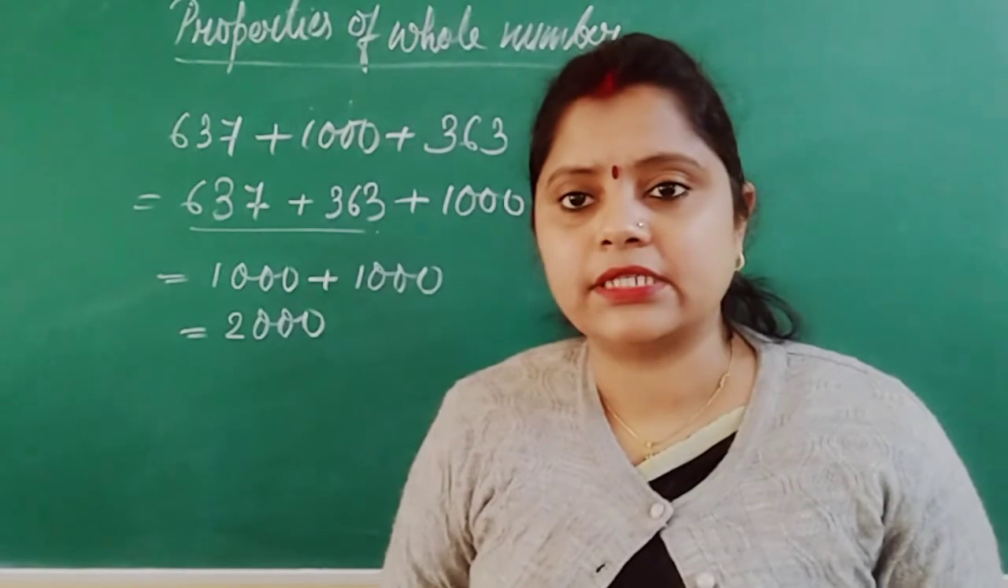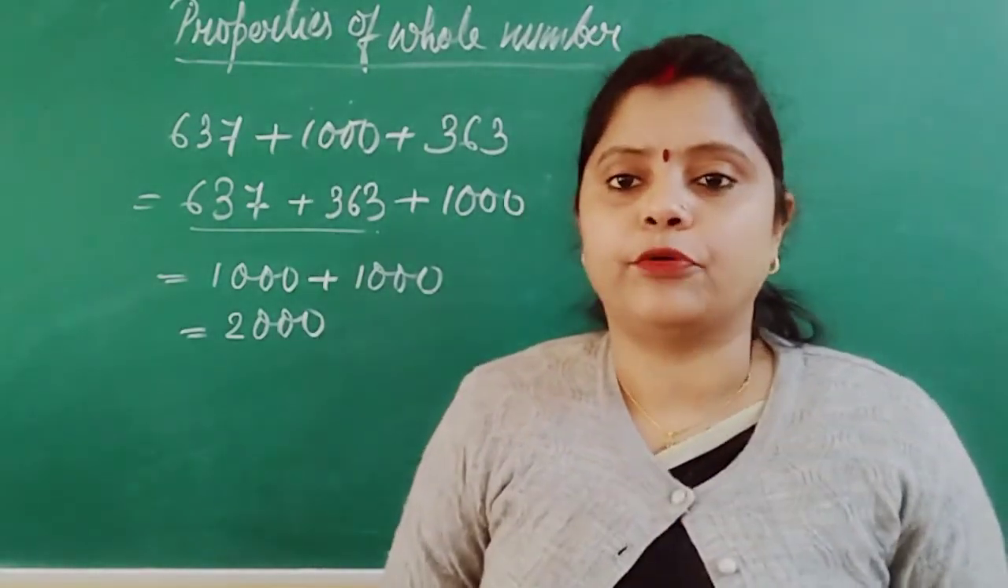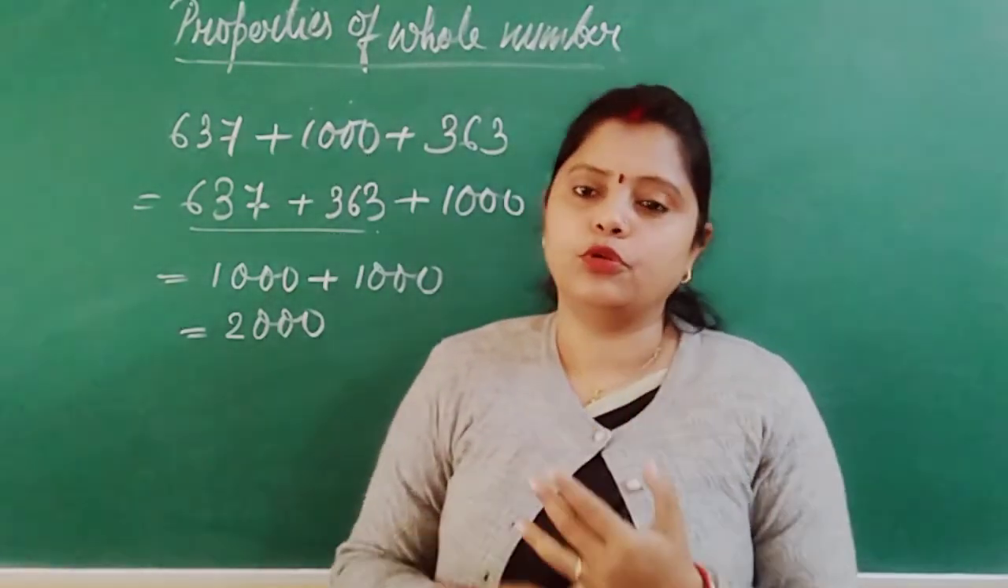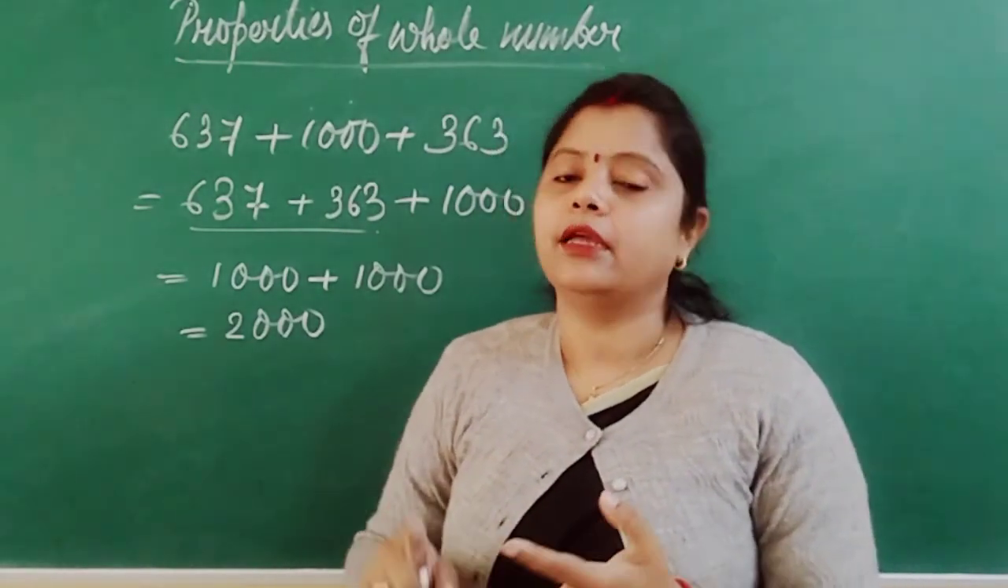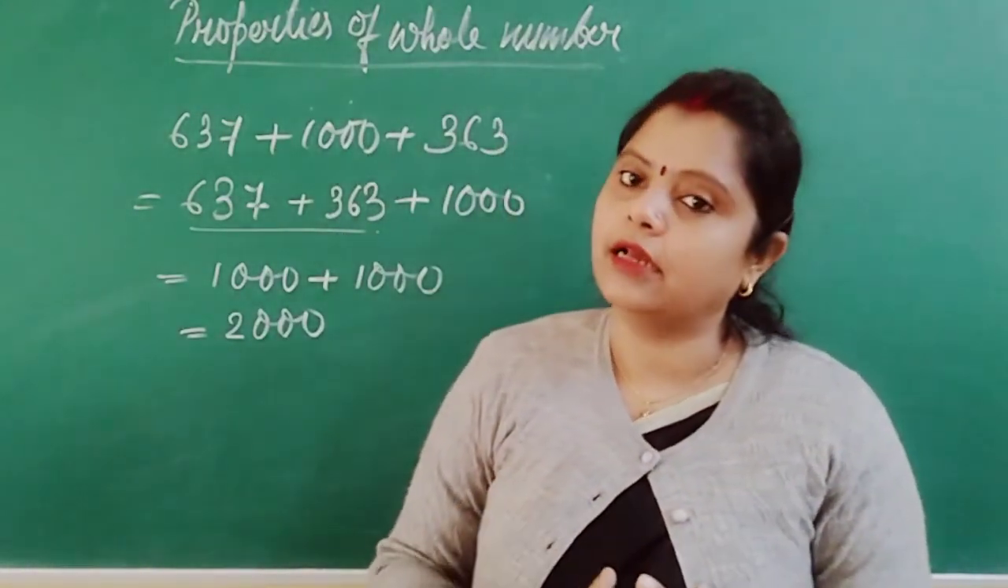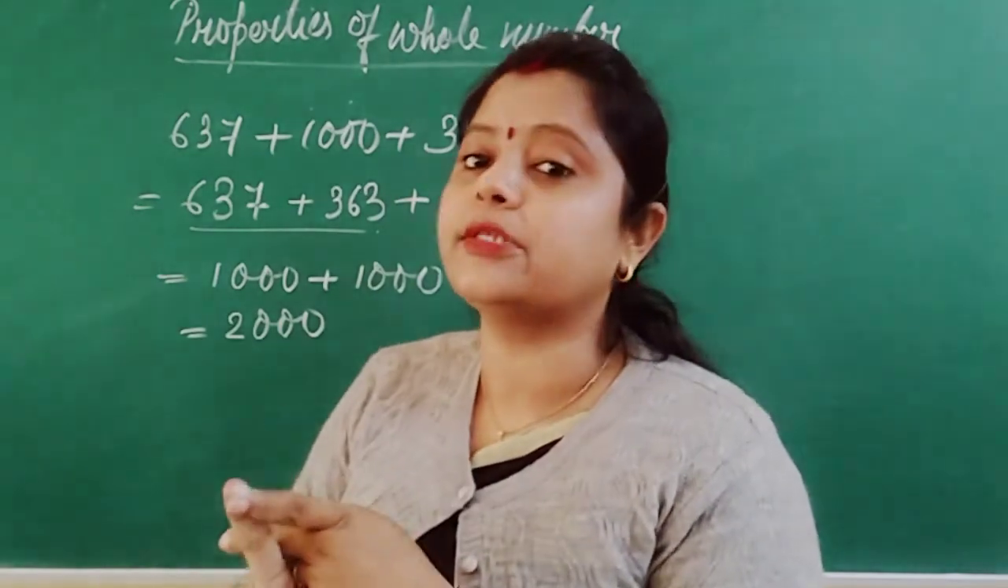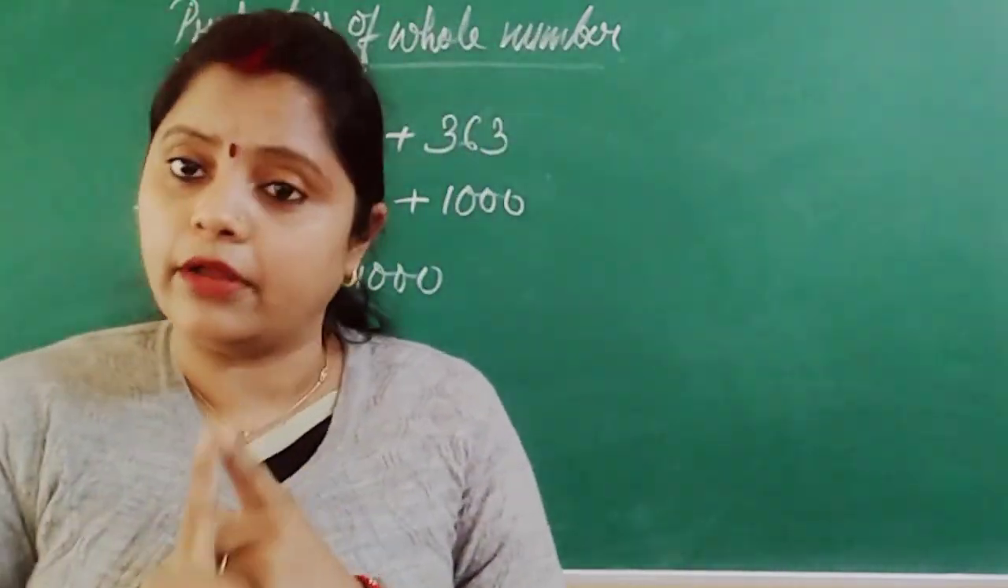4 properties we have discussed till now. These 4 properties are there in addition: closure property, commutative property, additive property of 0 and associative property. So follow all these properties and solve the questions which are in your book.